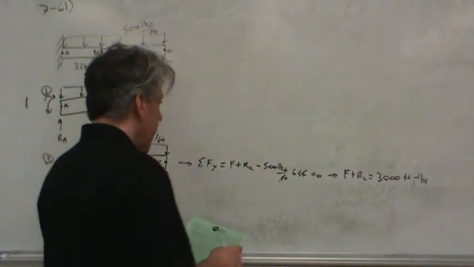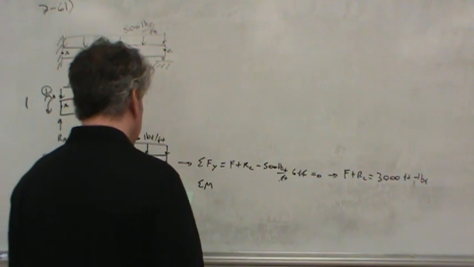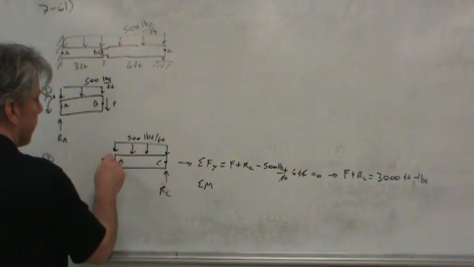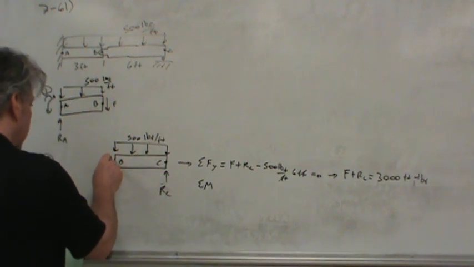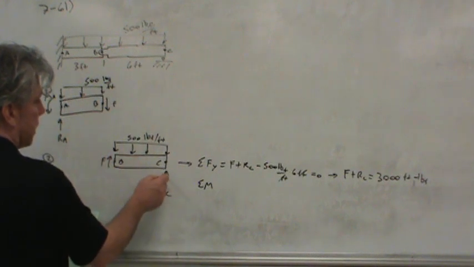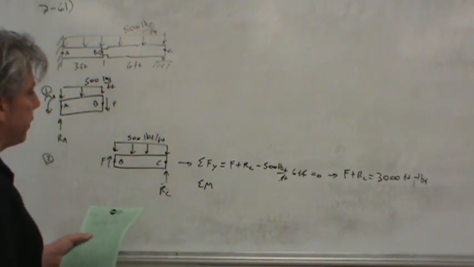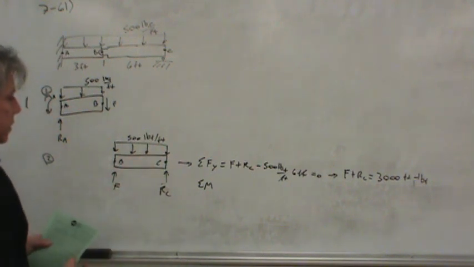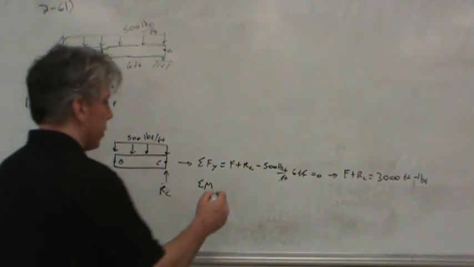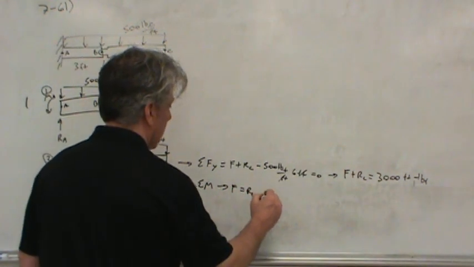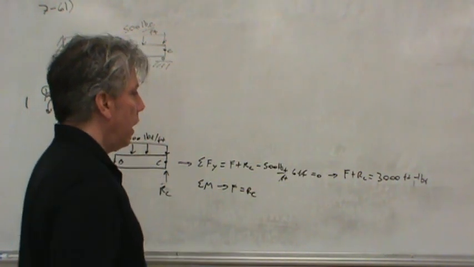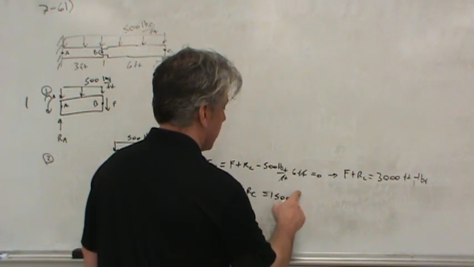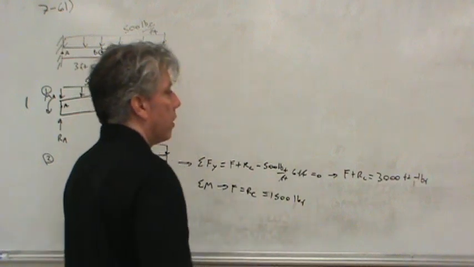Now if we sum moments about a particular point, what point would we take? Maybe B or C, it doesn't really matter. If we sum moments about B, then what we'd find is that RC would be half of this distributed load, 1,500 pounds. And just by looking at this, and if I drew it this way, it might be easier to see, this is a symmetrical beam, so F and RC are going to be equal. That's what we find from summing moments. Basically what that tells us is that these two are both equal to 1,500 foot-pounds, or excuse me, 1,500 pounds.